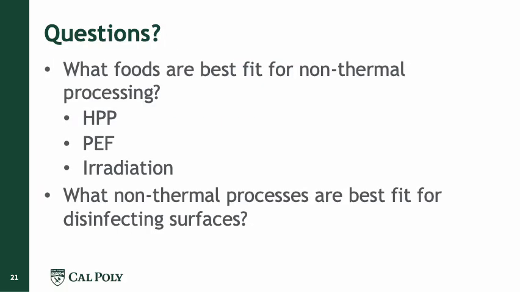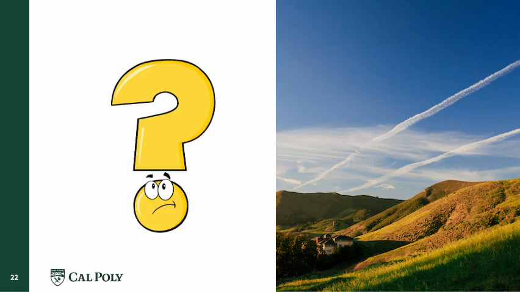So the final questions are: what foods are best fit for non-thermal processing, such as HPP, PEF, irradiation, and the others that we mentioned, UV and ozone? And what non-thermal processes are best fit for disinfecting surfaces? With this, we finish our food processing and non-thermal processing sections. If you have any questions, please feel free to reach out.